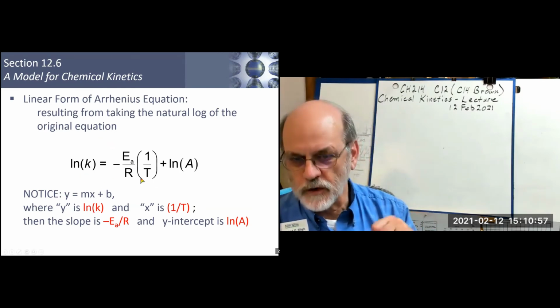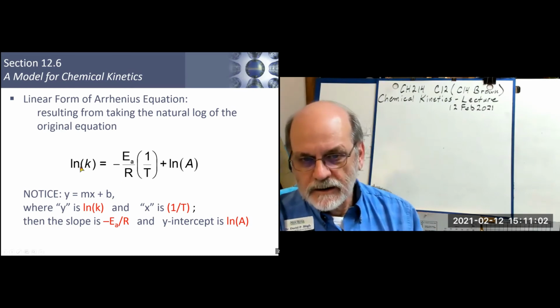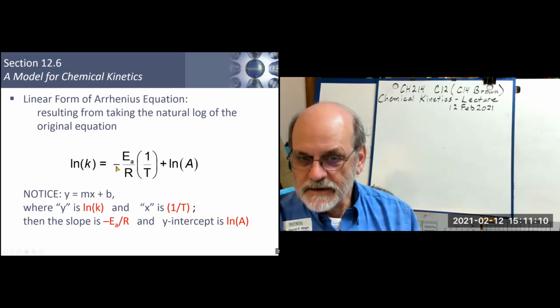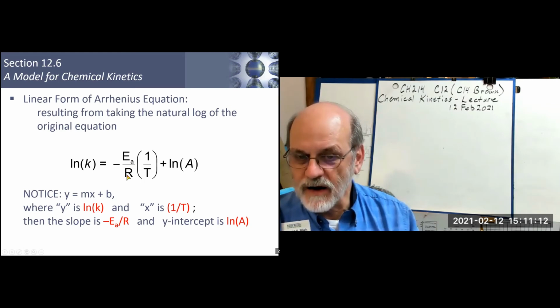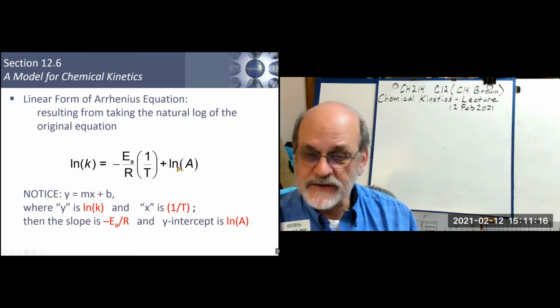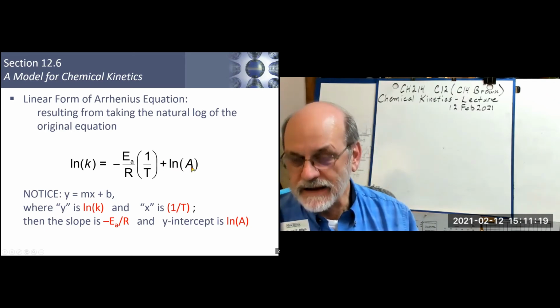Now, I'm not going to do it for you. It just takes a little more time than we've got. But now the natural log of the reaction rate constant, K, is equal to negative activation energy divided by R times the reciprocal of the temperature plus the log of A, that other constant.